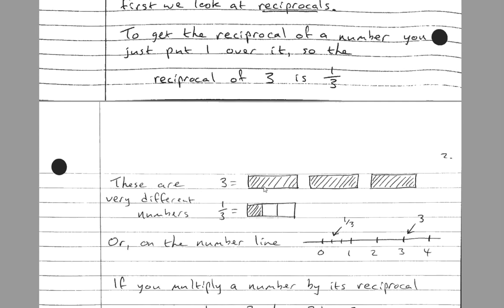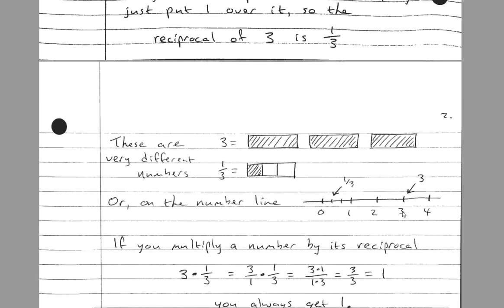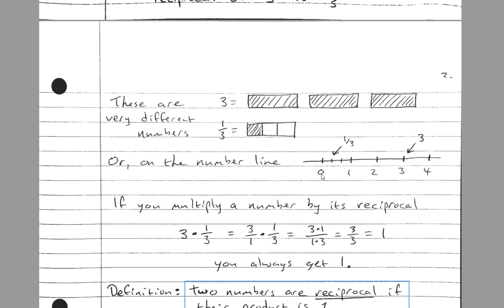In terms of rectangles, 3 is like 3 wholes, three ones really. But 1/3 looks like this. If this whole rectangle is 1, then this is 1/3. So 3 is much bigger than 1/3. On the number line, 3 is here, and 1/3 is 1/3 of the way from 0 to 1. So 0, 1/3, 2/3, 3/3 gets you to 1. I'm just emphasizing that 3 and 1/3 are very different numbers. But how are they related?